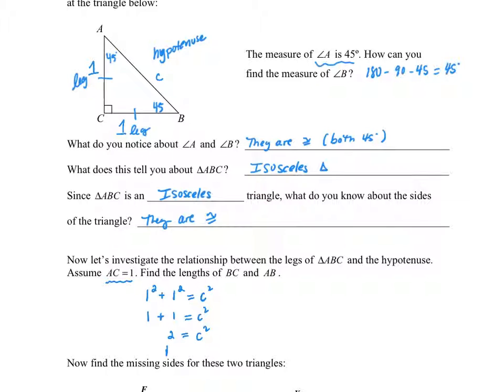So next, take the square root of both sides. And the square root of C squared will give us C, but the square root of 2 can't be simplified. So in our triangle, the sides are 1, 1, and the hypotenuse is equal to the square root of 2. Okay, so to answer the question, BC is equal to 1, and AB was equal to the square root of 2.